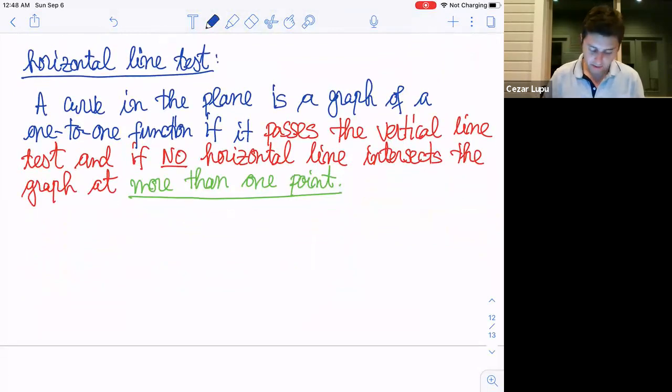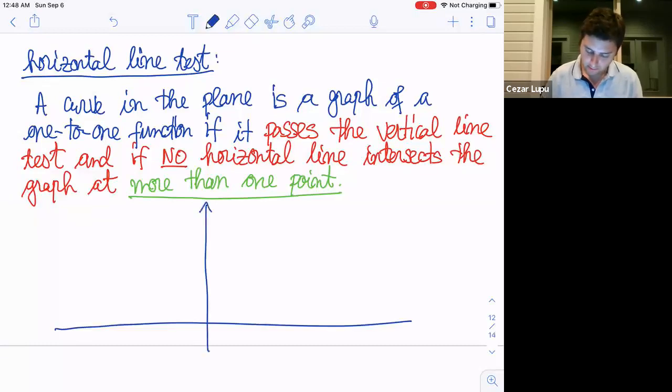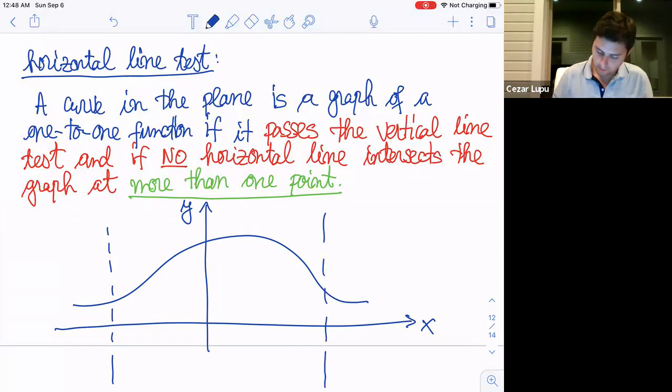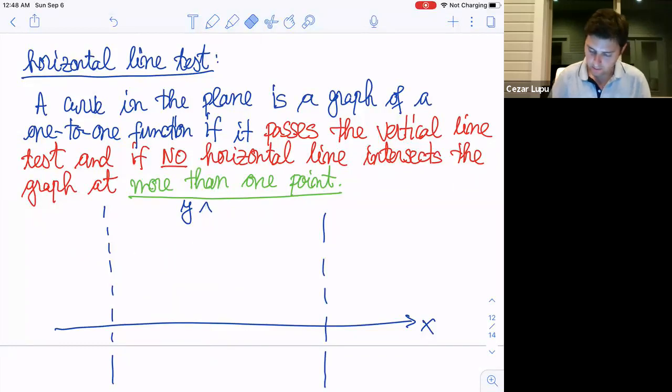And now let me draw a picture again. Right, these are the axes. All right, let me draw the following picture. Right, this is the graph of a function. And let's say I'm going to take some vertical lines here. Now some horizontal. Okay, let me draw it again.